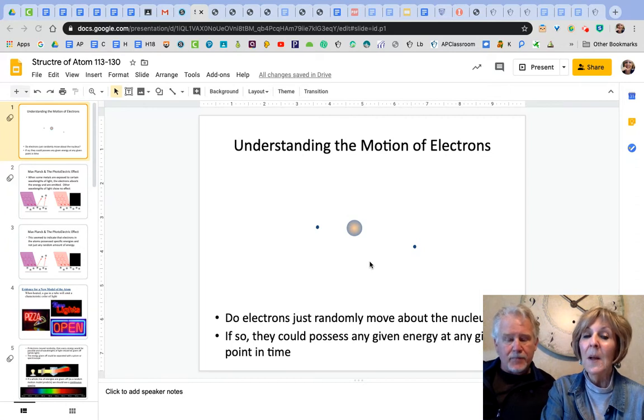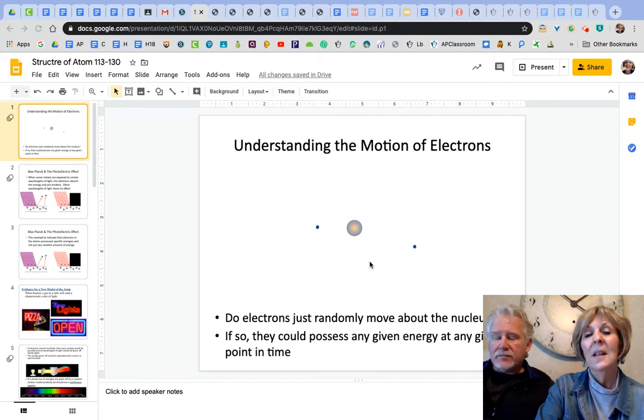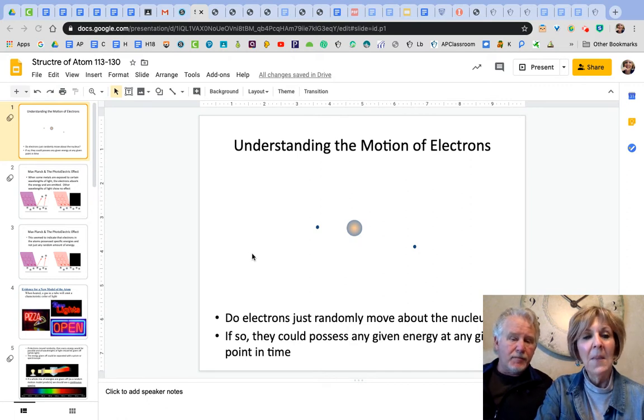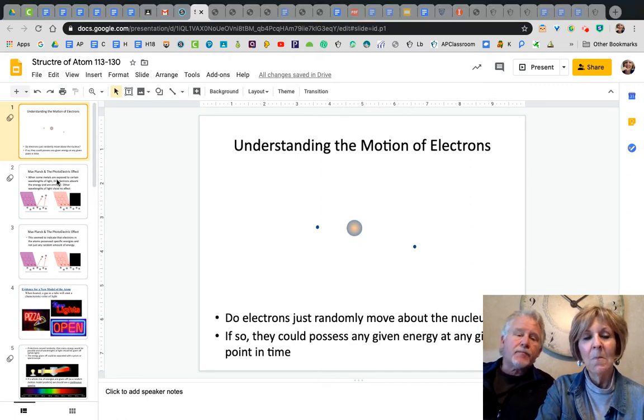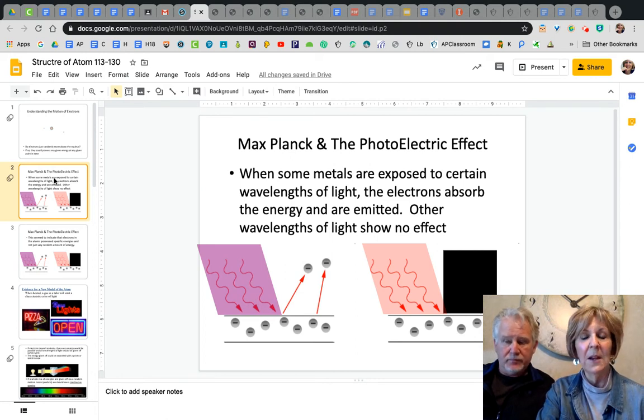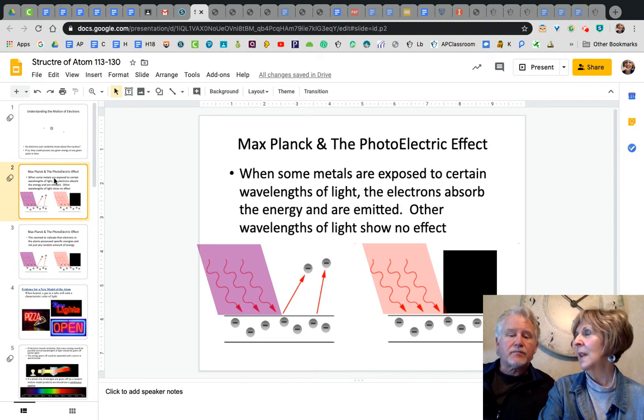You guys don't know about energy levels yet, but you will. But one thing you should know is that these electrons are moving around in an area that we call an electron cloud. You'll learn more about that later. There's a person named Max Planck, and you're going to learn about Planck's constant and do some equations with it. He discovered something really important that helps us understand the way electrons work, and that's called the photoelectric effect.